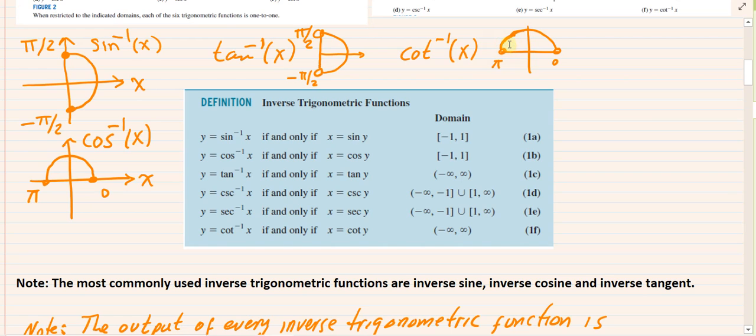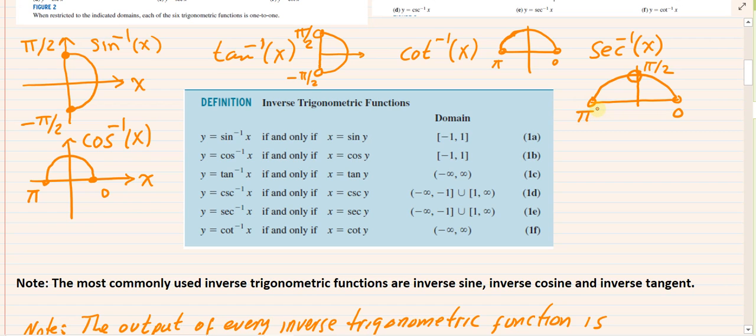Now for secant inverse, secant is the ratio of 1 over cosine, right? So it's going to be exactly the same as cosine inverse, right? And of course, it cannot be pi over 2 because cosine of pi over 2 is 0, right? So for secant, it's going to go from 0 to pi over 2 and then pi over 2 to pi. That's the range of inverse.